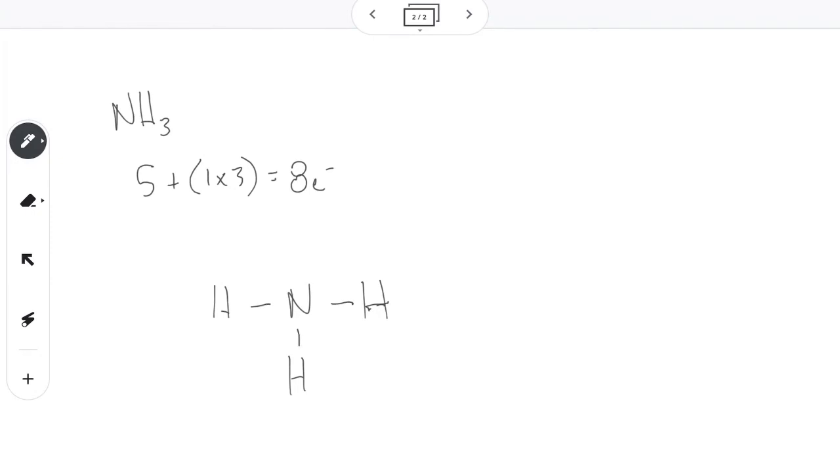Now you'll notice I've only added 3 bonds here. 1, 2, 3. That accounts for only 6 valence electrons. Remember, there are 2 valence electrons in each bond. Therefore, only 6 electrons have been represented here. I have 2 remaining.